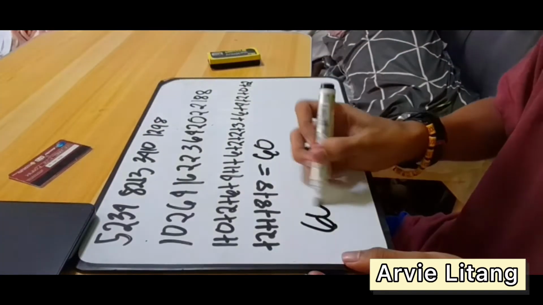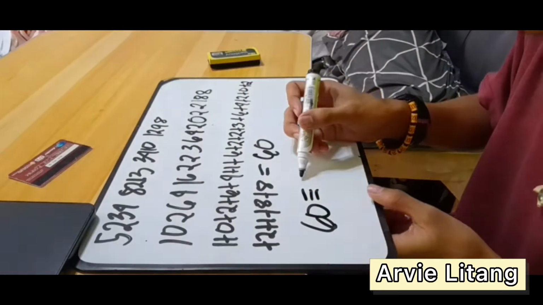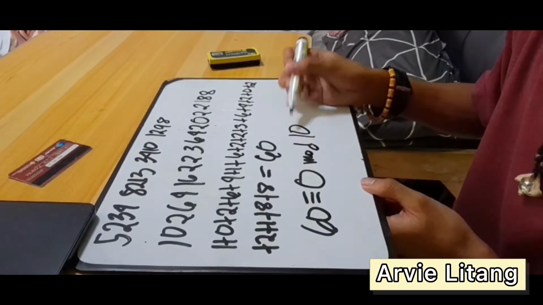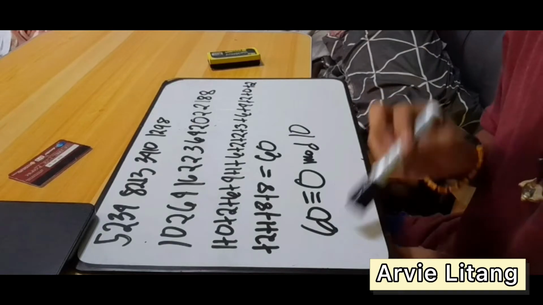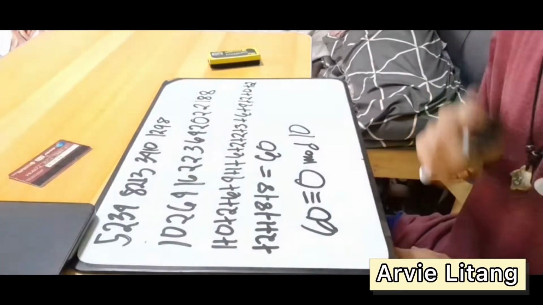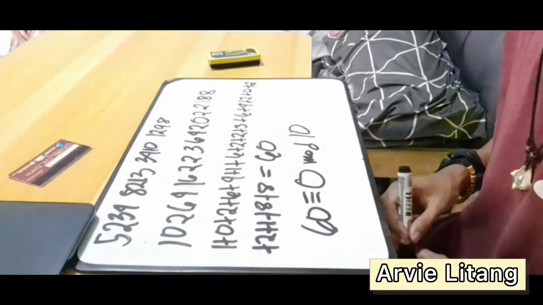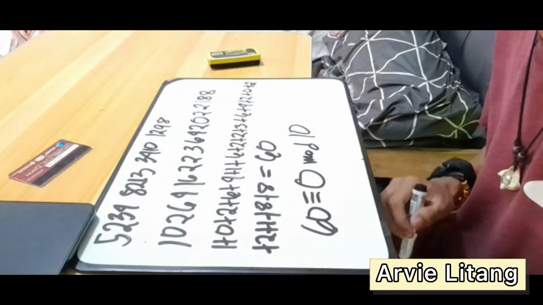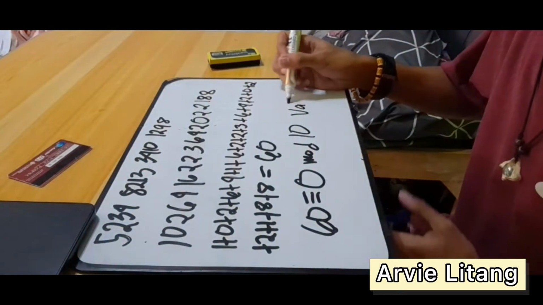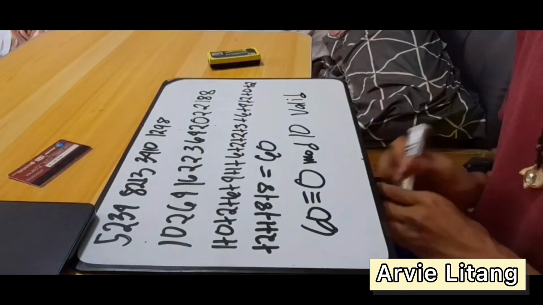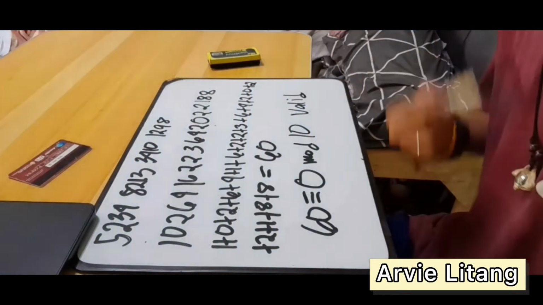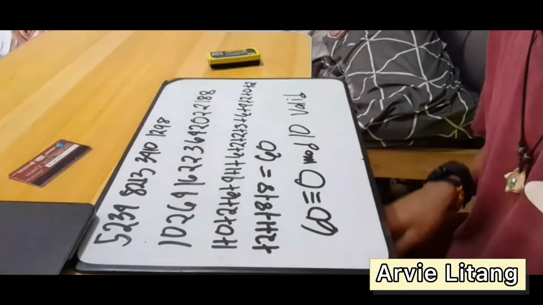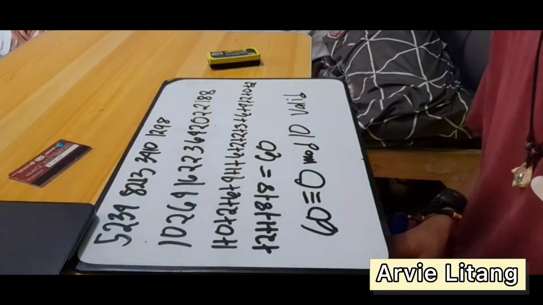So 60 is congruent to 0 modulo 10. Because 60 minus 0 is 60, divided by 10, that's 6, which is an integer. So this is a valid credit number. So that's how you check your credit number if it is valid or not, through using the Luhn algorithm. So that's all. Thank you.